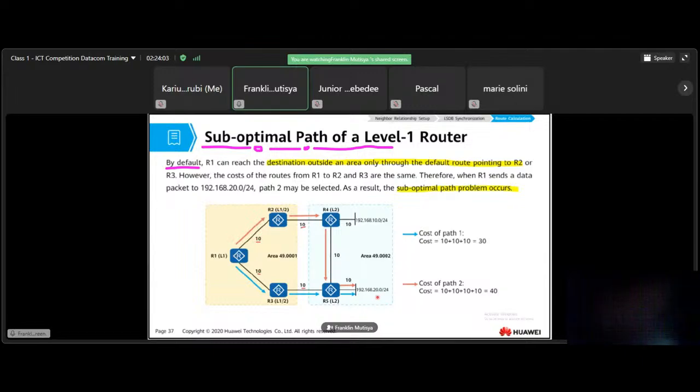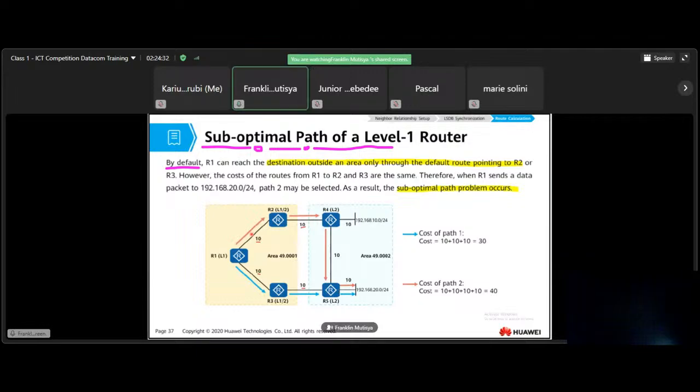For us to get to this network here, the 192.168.20.0, there are two paths from router 1, which is a level 1 router. You can either pass through this path here and get here, or we can get from here to this router and to this router. Okay. So looking at this diagram, or rather this topology, you can see clearly that this path is the most optimal. Why? Because it has a smaller cost value.